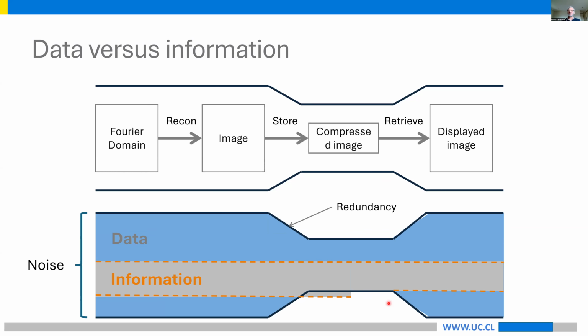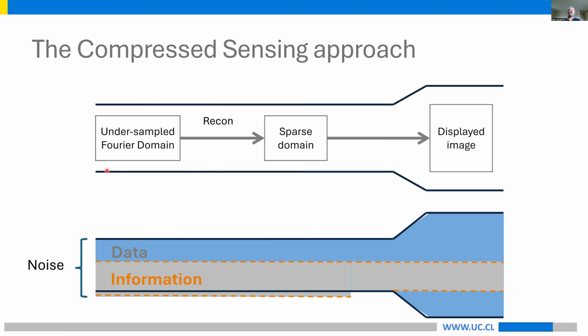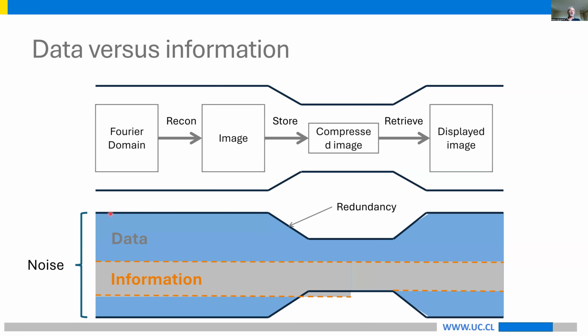So the thinking about compressed sensing is, why do I need to acquire that much data if at the end I'm going to compress it anyway? So that's what we do: we undersample the Fourier domain, we do the reconstruction, and we find this sparse domain, and then at the end we can display the image with a quality which is almost the same as the original one.